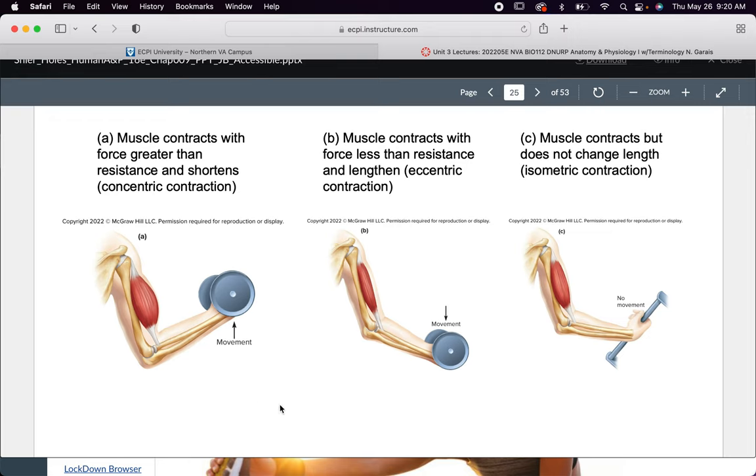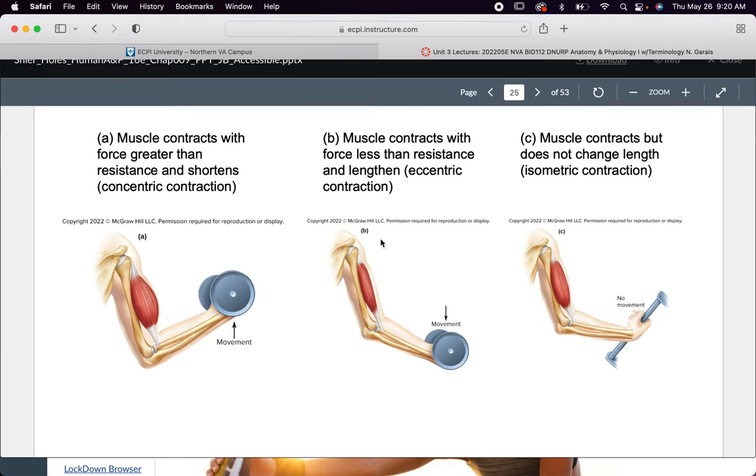Johnny lifted up a lightweight, and he could easily flex his muscle when he picked up the 10 pounds. That's called concentric contraction. What happens in concentric contraction? The muscle length gets shorter, and that's flexion in this particular case.